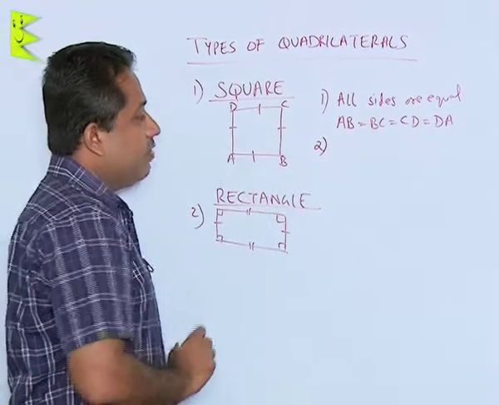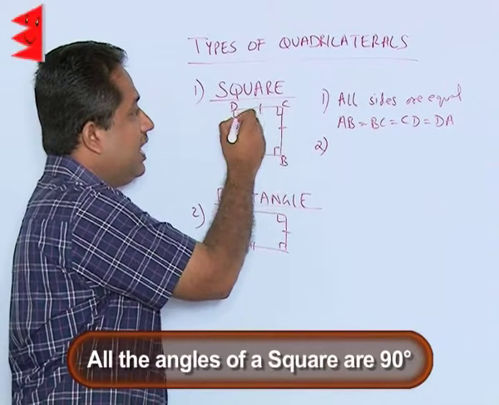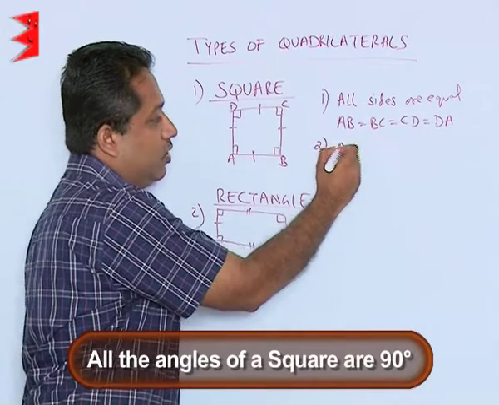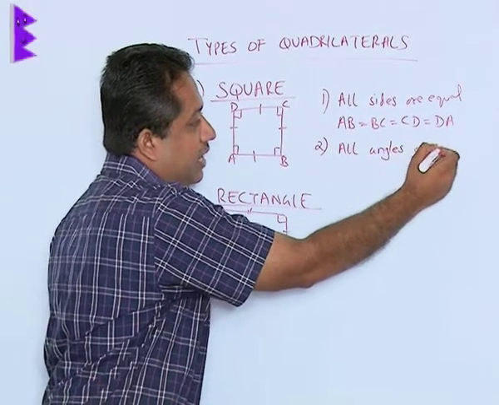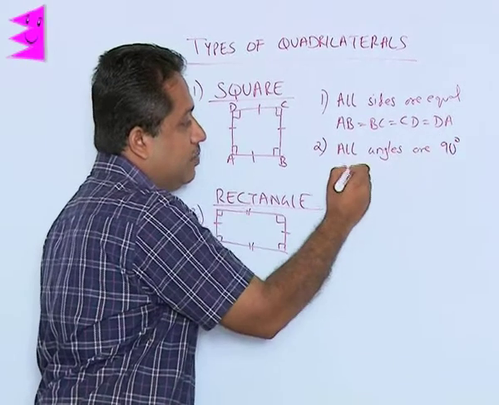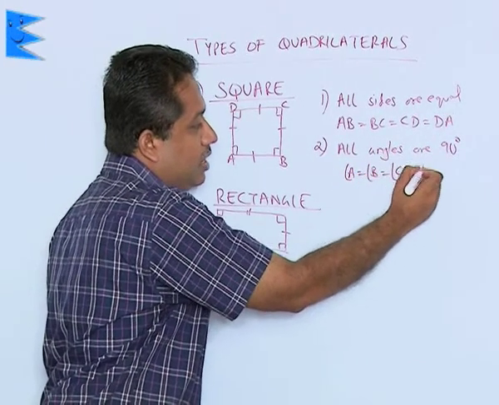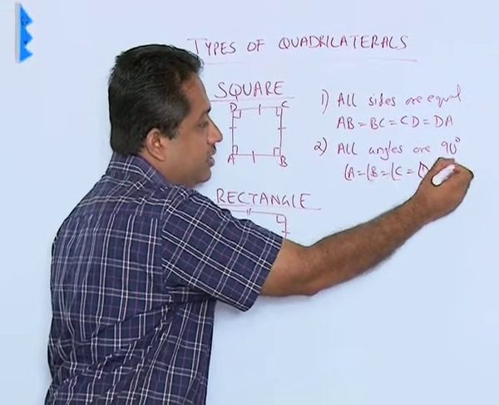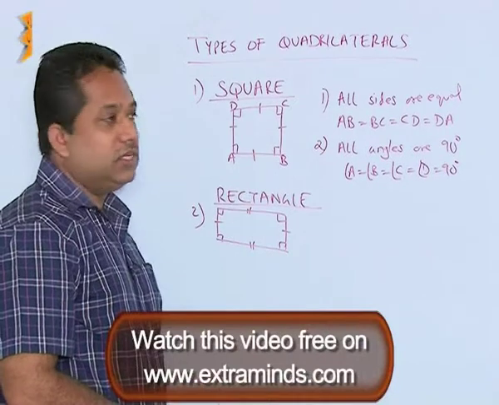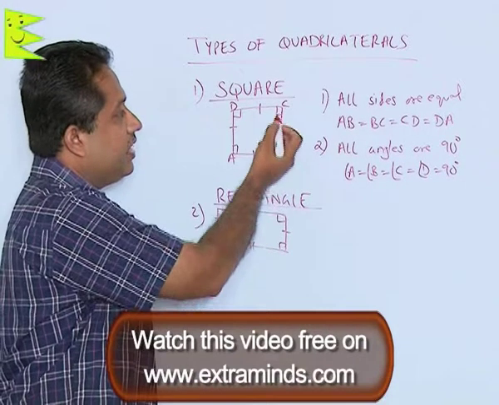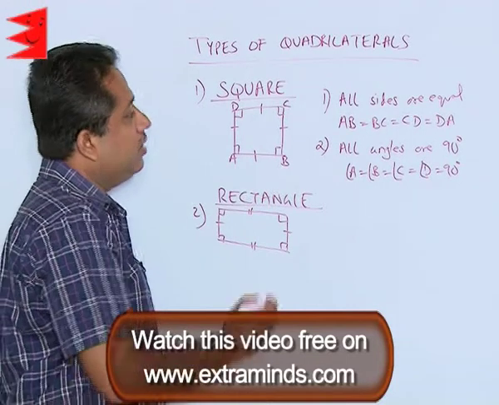The second property of a square is that all the angles are going to be 90 degrees. All angles are 90 degrees means angle A and angle B, C and D will all be equal to 90 degrees. And the total, of course, for any quadrilateral will be 360, and here it is clearly observed that 90 into 4 is 360. So, all angles are equal.